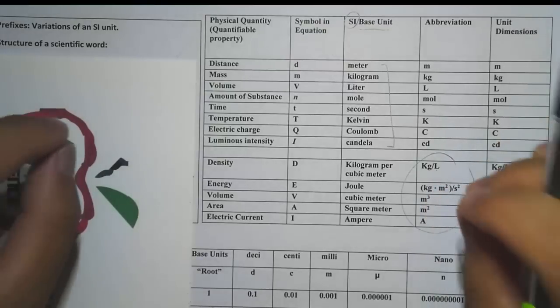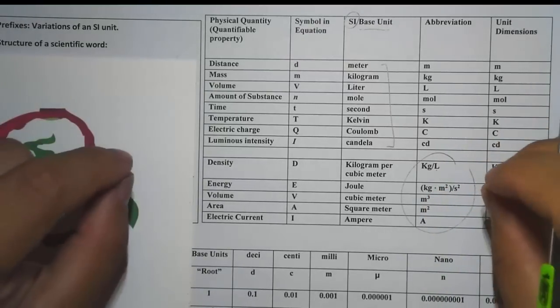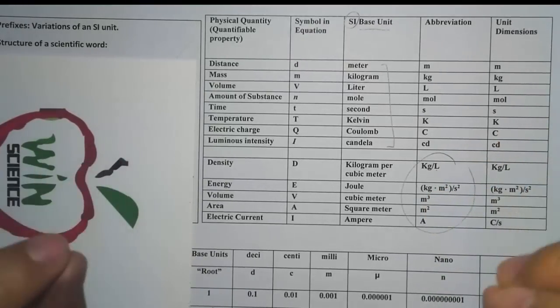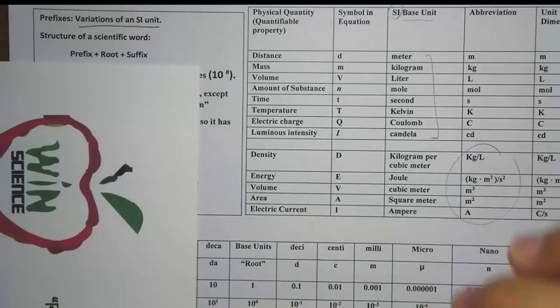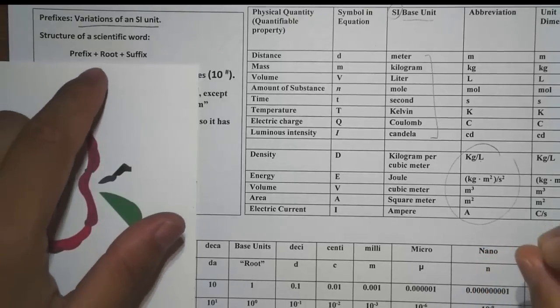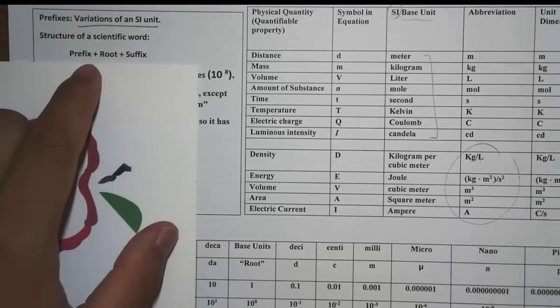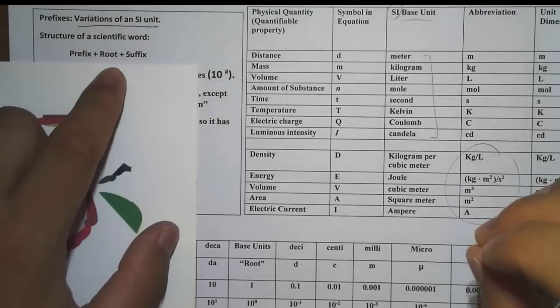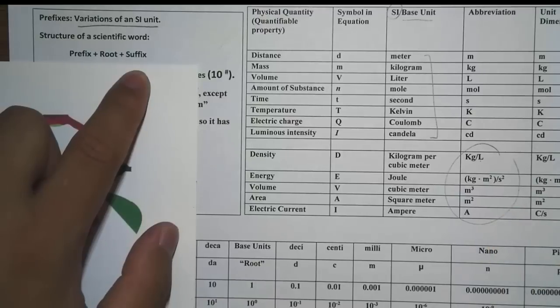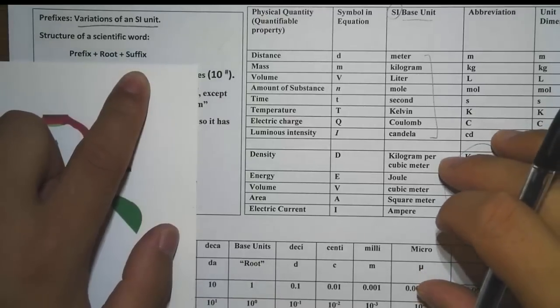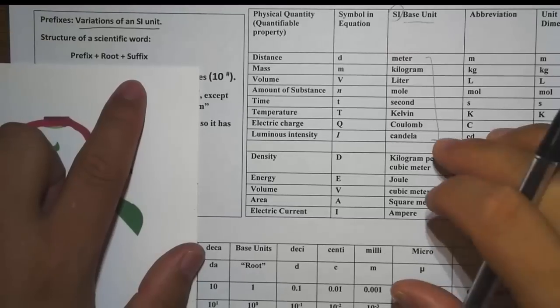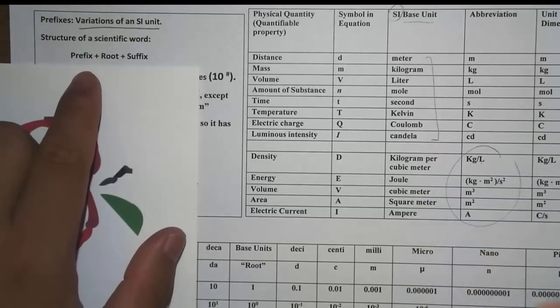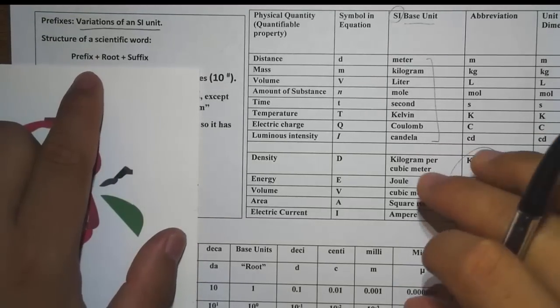Basically, how do we make different units from the same SI unit? The way we create new variations of different units from the same SI unit is by using the structure of a scientific word. The structure of a scientific word is the prefix plus the root and then plus the suffix. We're going to look at more examples of this later, okay? But this is the general structure of a scientific word.